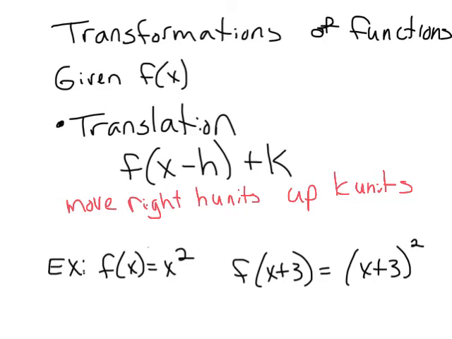An example of this, if the parent function is x squared, and to that function I applied this plus 3, it would look like this, x plus 3, that whole thing squared. Since the 3 is inside the parentheses, this is inside the function, so that means it would shift y is equal to x squared to the left by 3. It's counterintuitive.